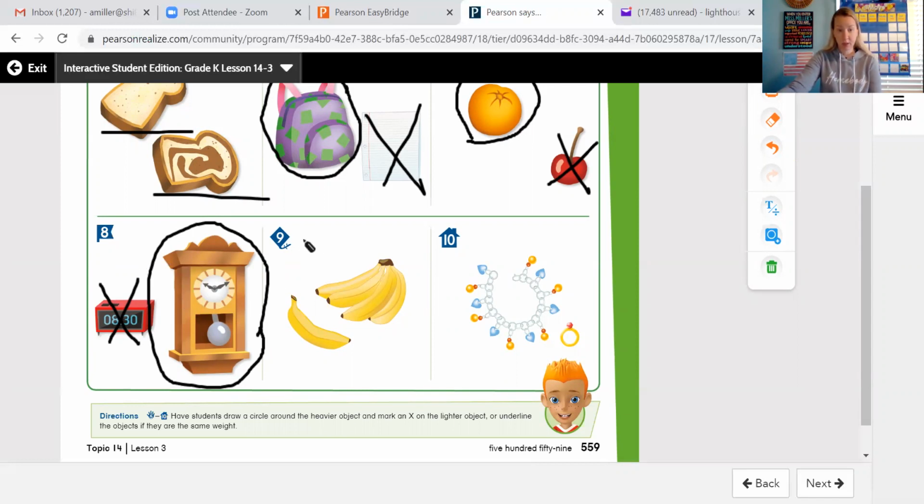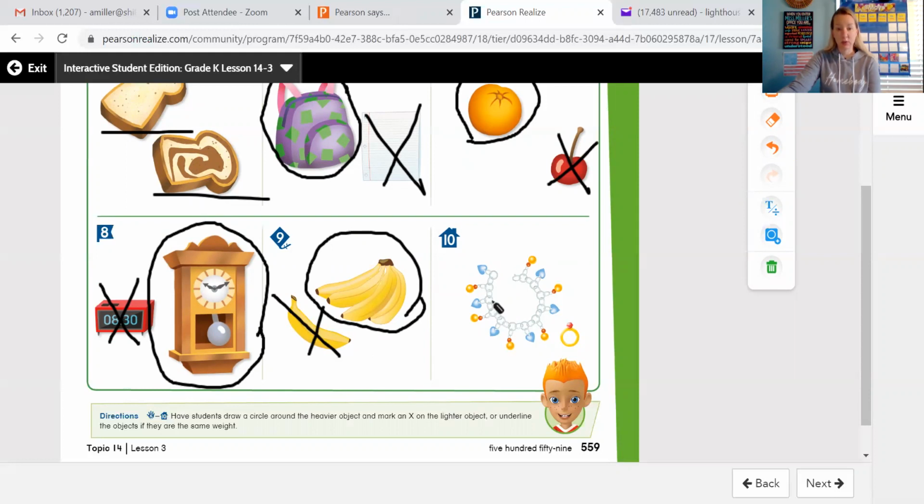Number 9, 1 banana or 4 bananas? Which one would be heavier? 1 banana or 4 bananas? If you said 4 bananas, you are correct. 4 bananas would definitely weigh more than 1 banana.